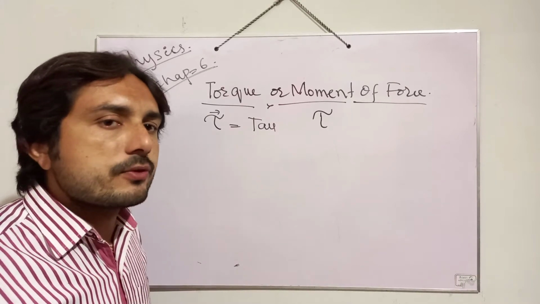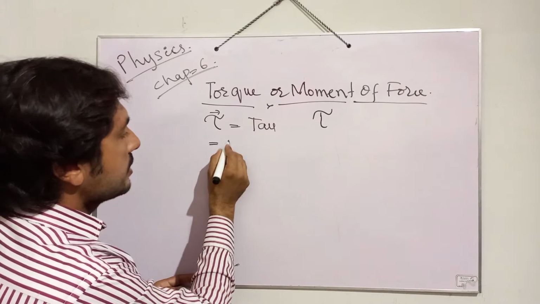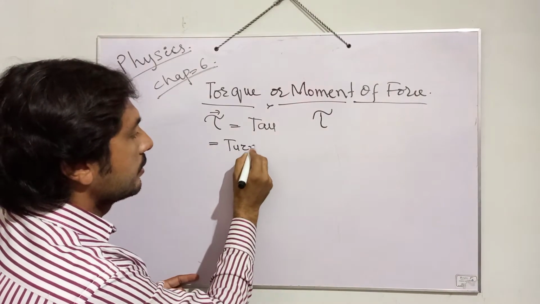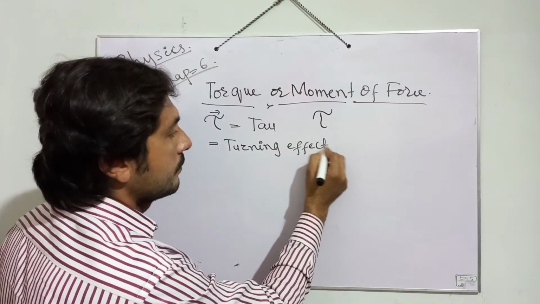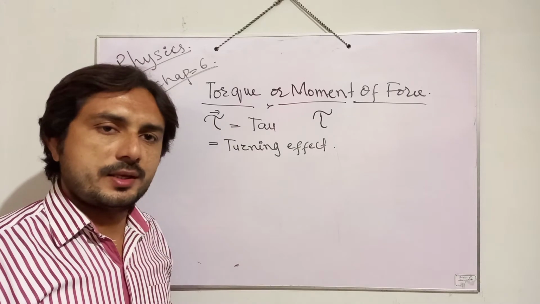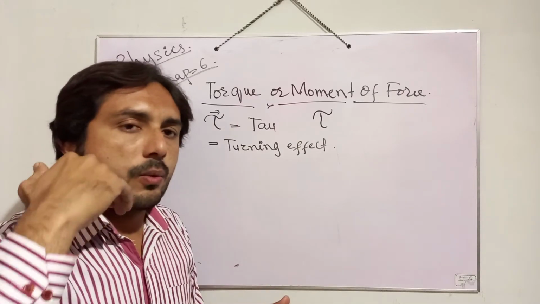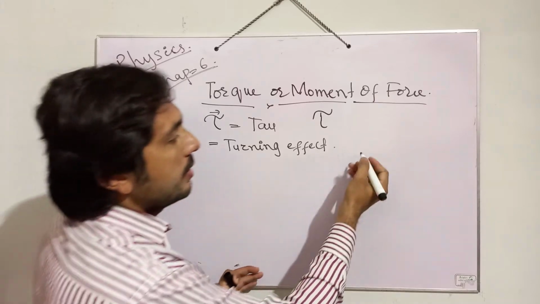In simple words, if we talk about the definition of torque, torque means the turning effect. Okay, the turning effect of any body is known as the torque. Now what do we mean by the turning effect? So let's take an example.